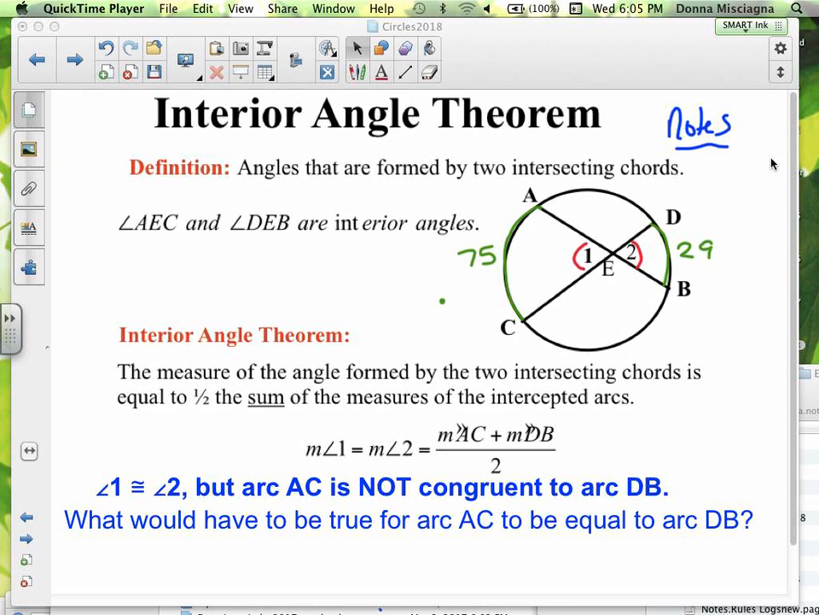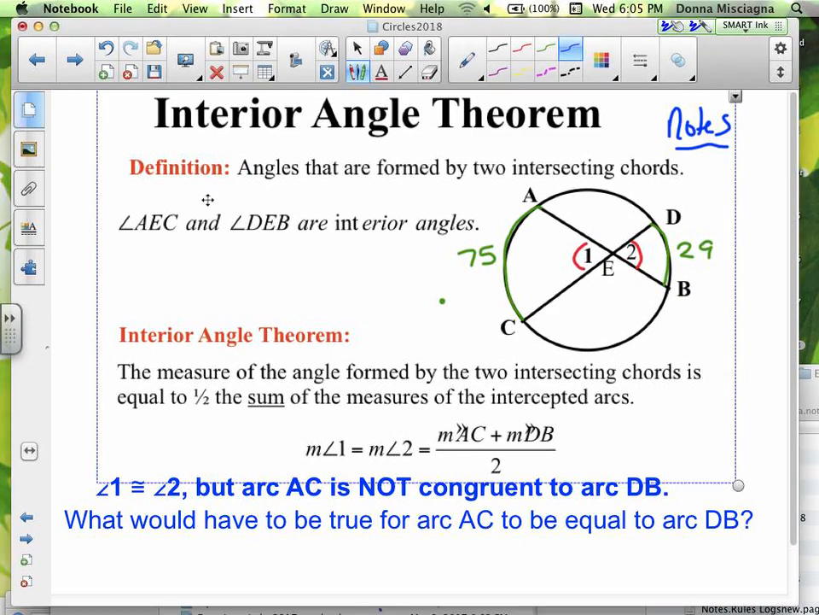Welcome to Interior Angle Theorem. So the angles that we're going to look at are inside the circle, and they're formed by two intersecting chords. Sometimes they're called chord angles. Not to be confused with our central angles, that were formed by two radii. These are formed by two chords. So they are inside our circle here.